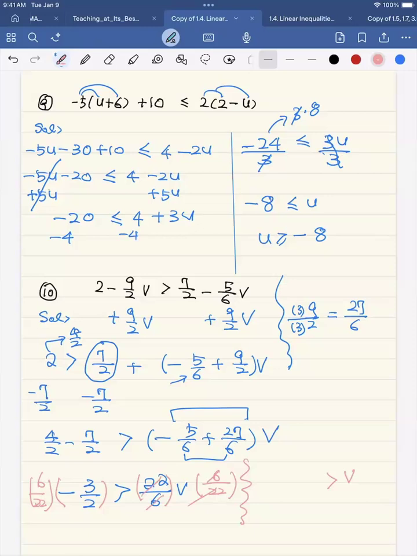On the right side, 6 is 2 times 3. So these two will cancel each other. And we have minus 9 over 22. So we can rewrite it as v is less than negative 9 over 22. This is the final answer.